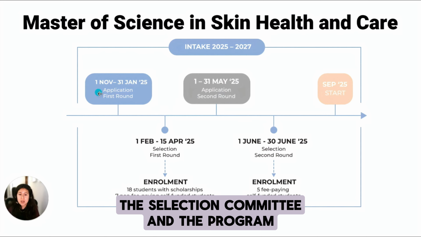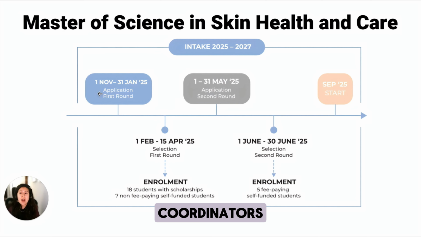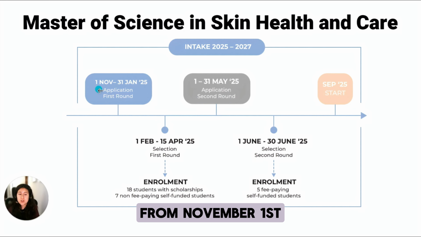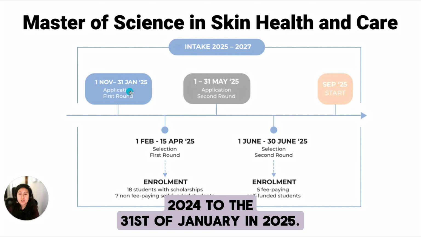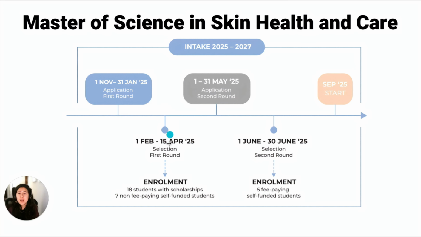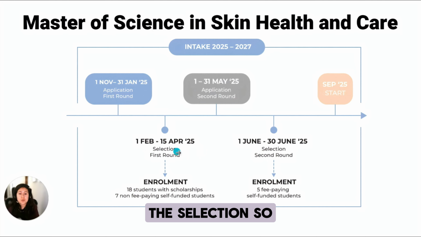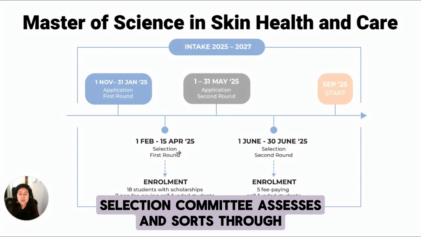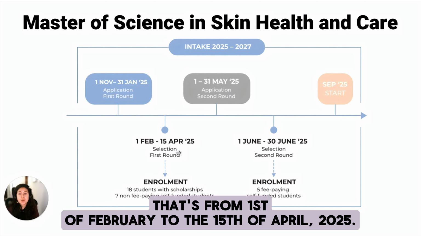The selection committee and the program coordinators have the application first round opened from November 1st, 2024 to the 31st of January in 2025. This is for the first round. The selection, so this is the time when the selection committee assesses and sorts through the applications. That's from the 1st of February to the 15th of April of 2025.